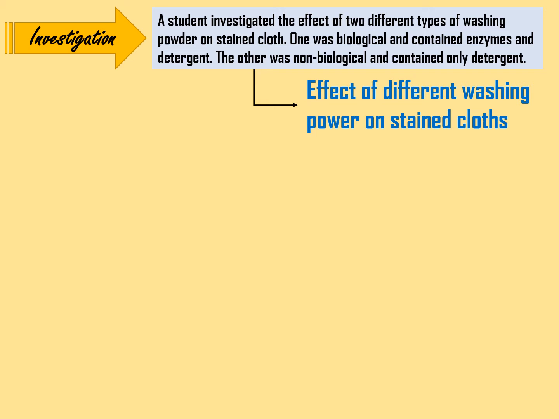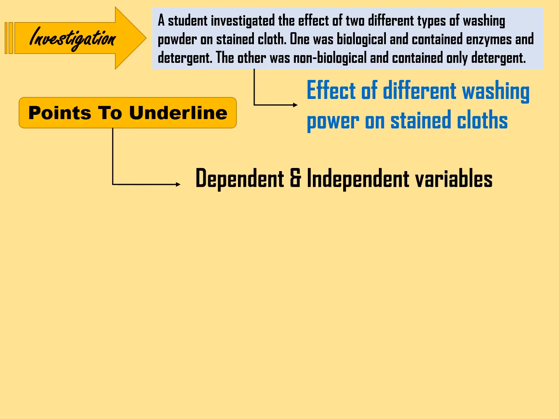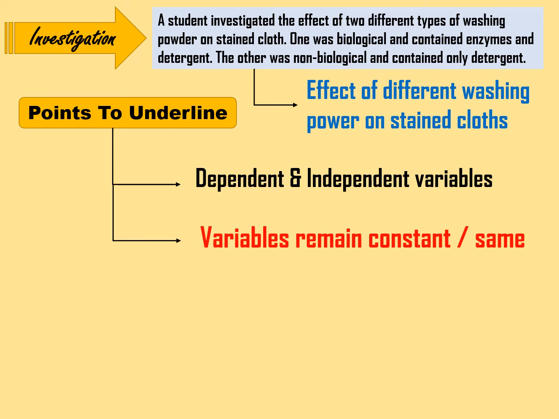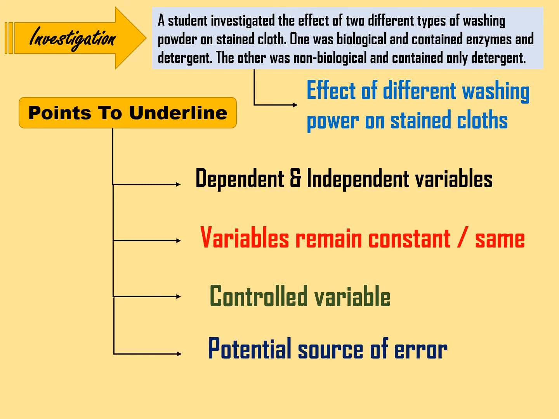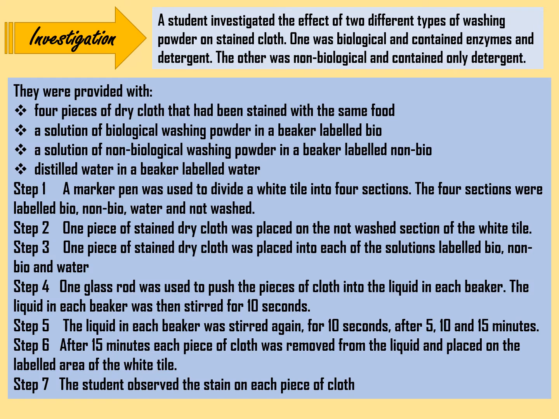And further, when you're reading the investigation, there are points you're supposed to keep in mind and underline during the reading. The points to underline include: number 1, dependent and independent variables; number 2, the variables that remain constant and the same; number 3, the controlled variable; and number 4, the potential source of error. So these 4 points you're supposed to underline during the investigation.